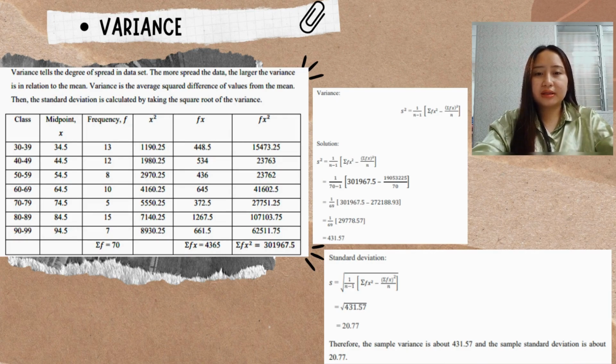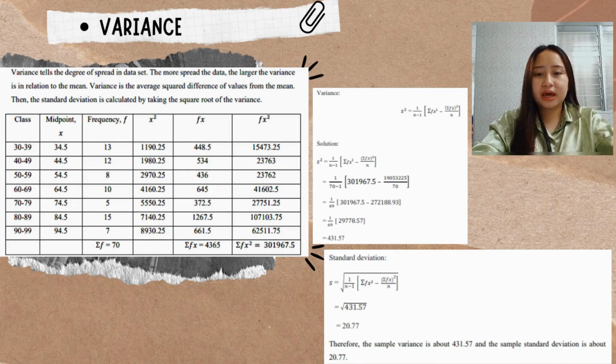The variance tells the degree of spread in a data set. The more spread the data, the larger the variance is in relation to the mean. Variance is the average squared difference of values from the mean. Then the standard deviation is calculated by taking the square root of the variance.